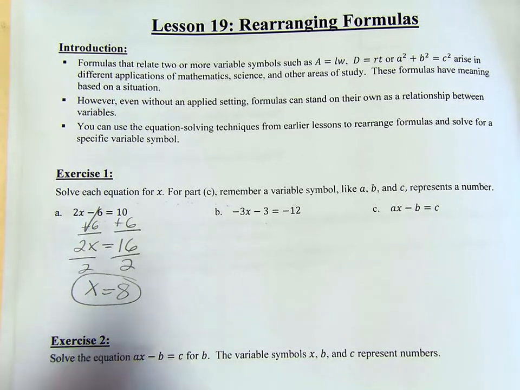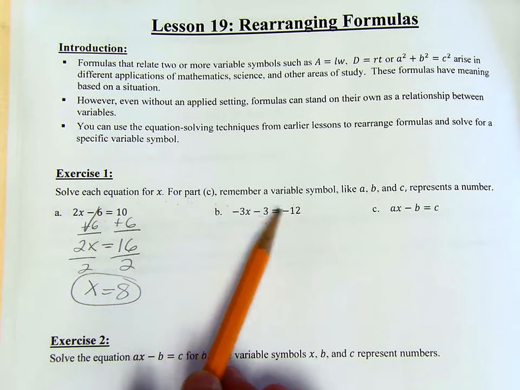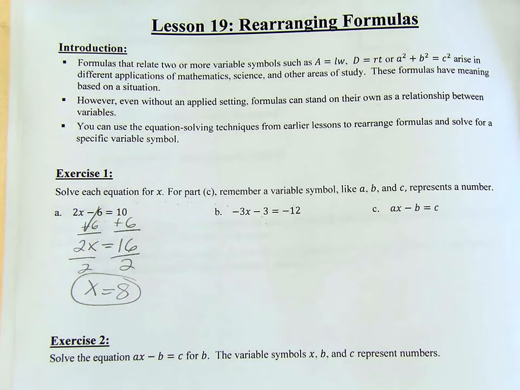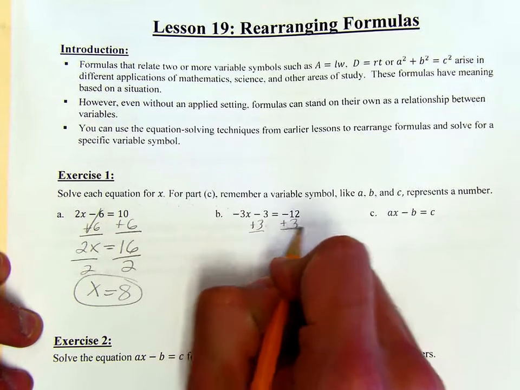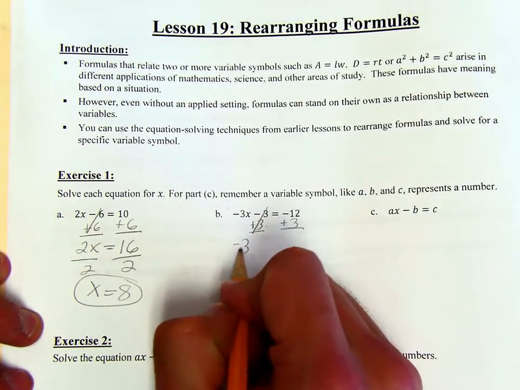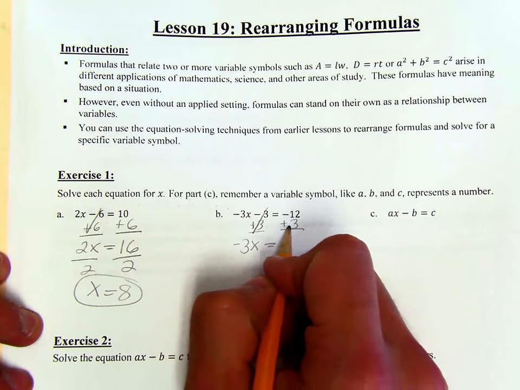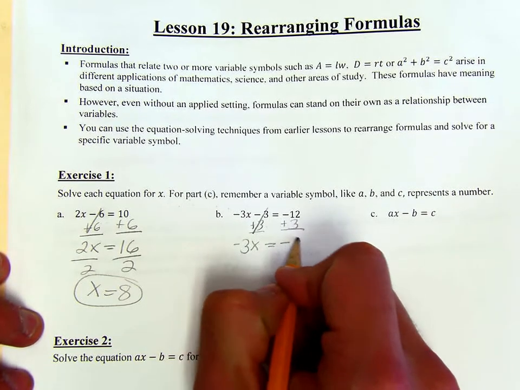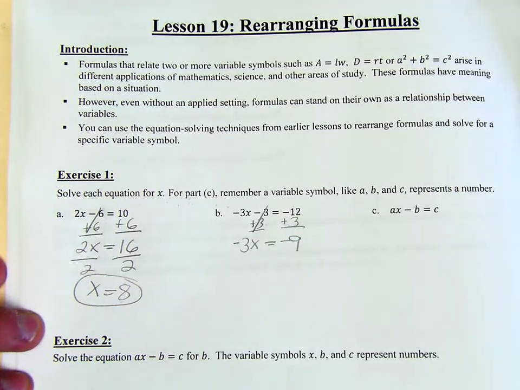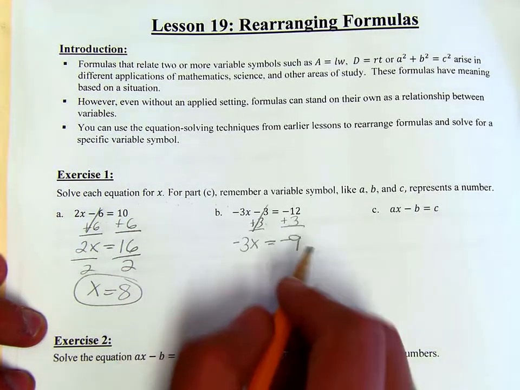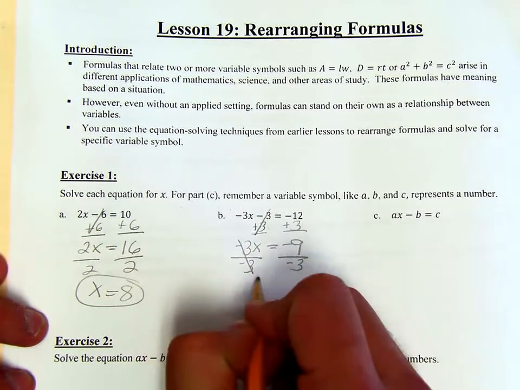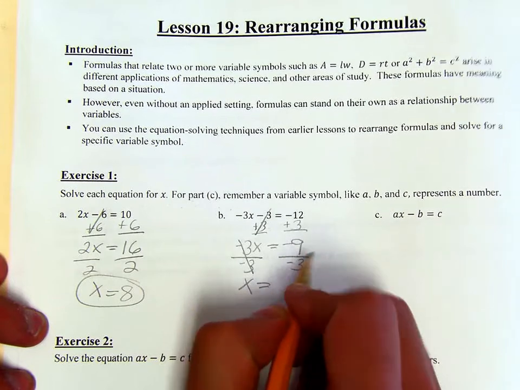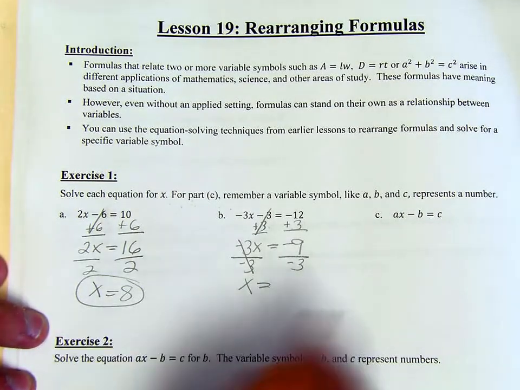For b, we have negative 3x minus 3 is equal to negative 12. So we're just going to add 3. Add 3. So we get negative 3x is equal to negative 12 plus 3, which is negative 9. And then to get x, we're going to divide by negative 3. So we get that x is equal to negative 9 divided by negative 3, which is a positive 3.